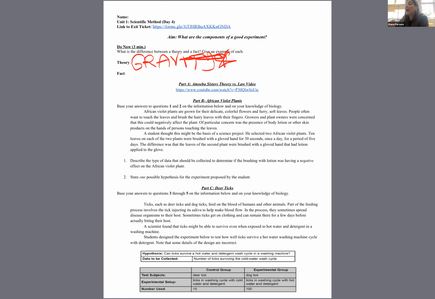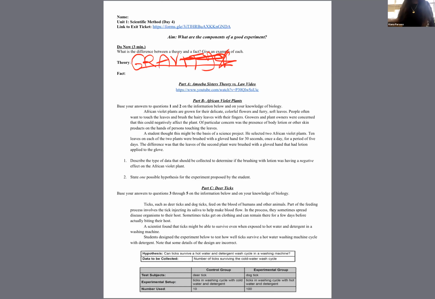However, the theory of gravity has been tested and confirmed by many different experiments, right? So the theory of gravity says that what goes up must come down. We can test that theory. What goes up must come down, gravity.